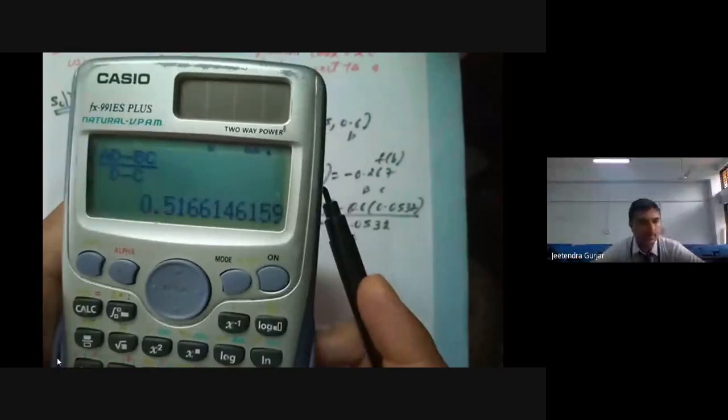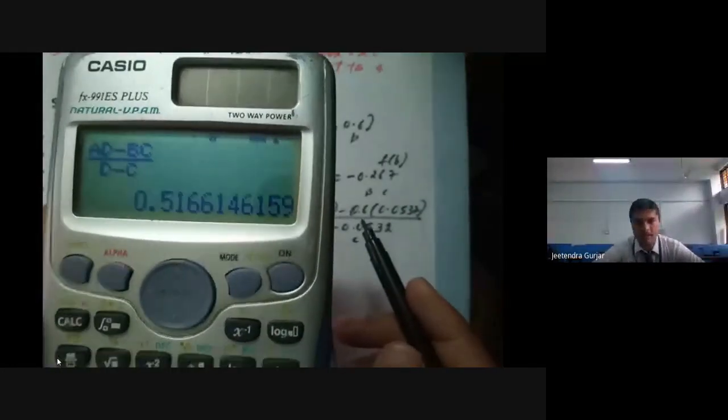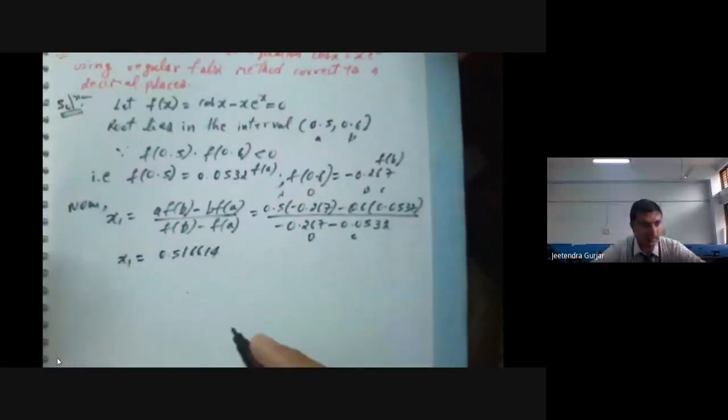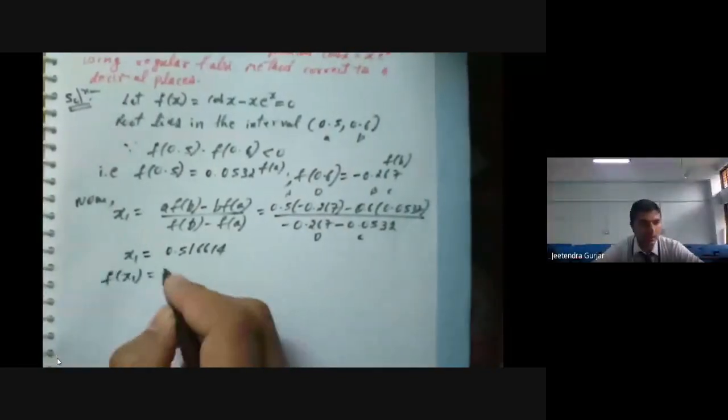So again you have to press here. See, calculating this you will get 0.516614. I think everyone has got it. Abhishek also has got it. Directly you will get the value. Then write down x1. X1 is equal to 0.516614. Immediately you have to find f of x1.